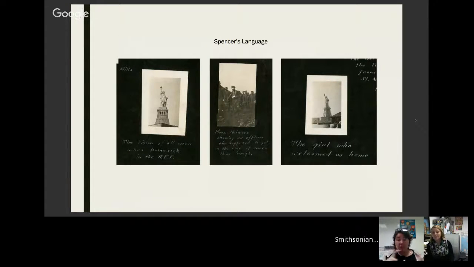So here are just three small clips from larger pages. The first one is the vision of all men when homesick in the AEF. Questions about men being homesick and what is the AEF. And of course we see the Statue of Liberty. More Heinz showing, I can't read it from here. Showing an officer who happened to get in the way of something rough.